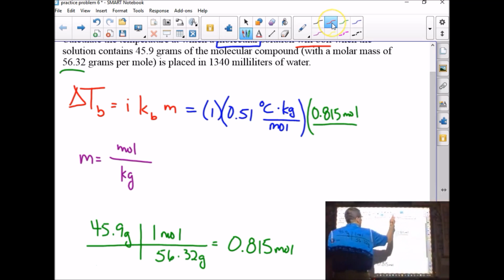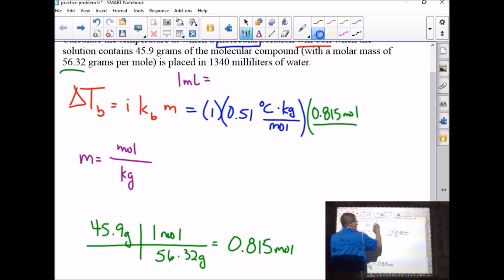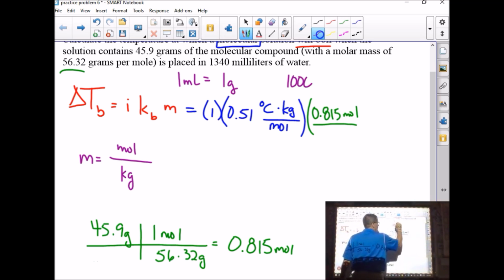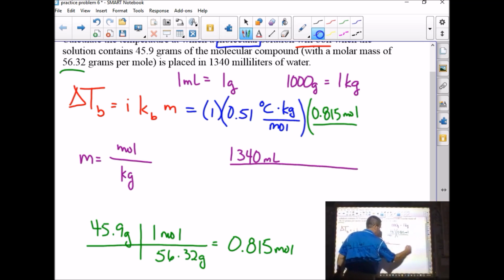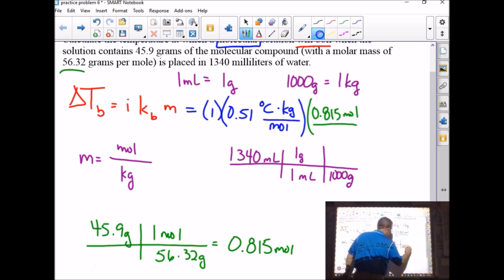Okay, let's do this. So remember that. Here, let's go to a different color. So 1 milliliter of water has a mass of what? 1 gram. And how many grams are in a kilogram? 1,000. Good. So remember those. Good. So if you needed to see it, I know there's some of you out there. 1 milliliter, 1 gram, 1,000 grams. So that would give us 1.34 kilograms.